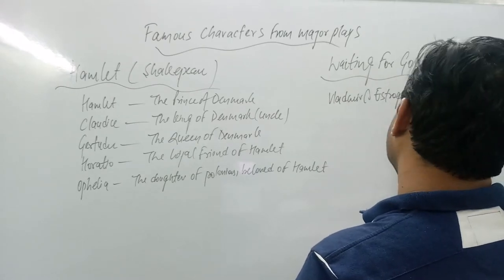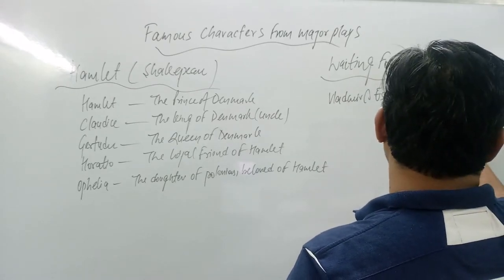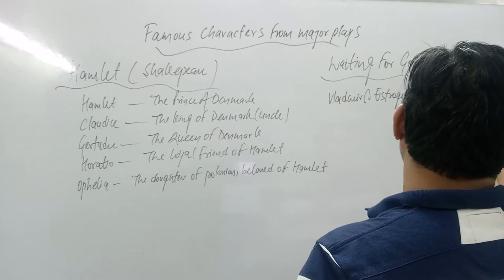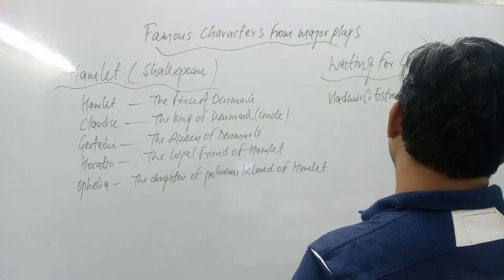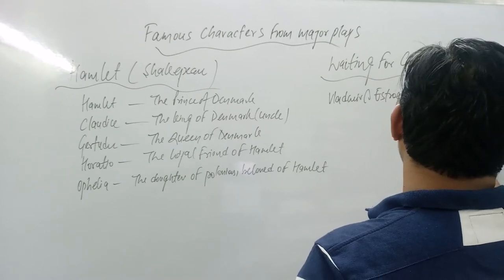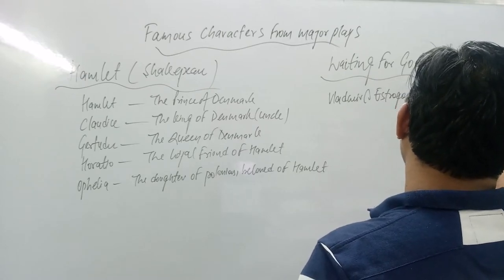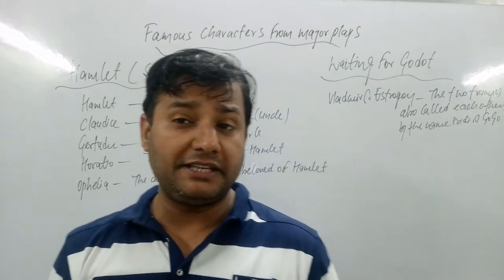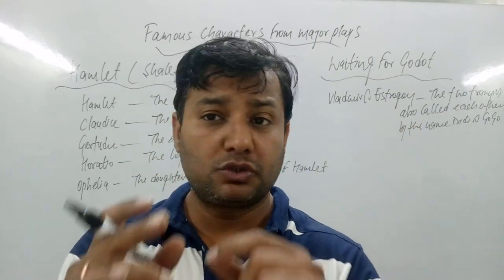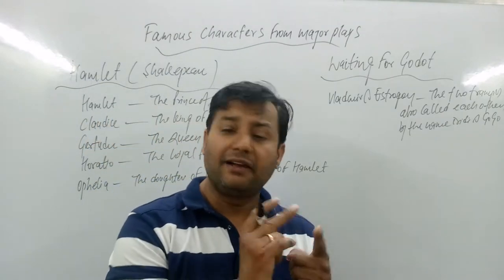The two tramps also called each other by the names Didi and Gogo. You need to remember that. So we need to work out these two characters, Vladimir and Estragon.